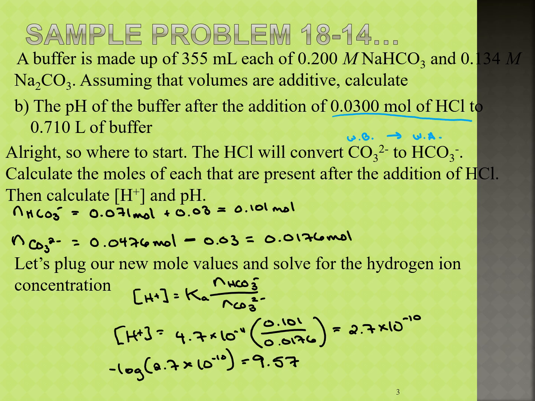If we remember from the previous slide, we had a pH of the buffer being 10.15. Now the pH is 9.57. The pH has dropped, which makes sense. We added an acid to it, so the pH should go down. Notice it doesn't drop by a ton, but it does drop because it's converting the weak base into more weak acid.